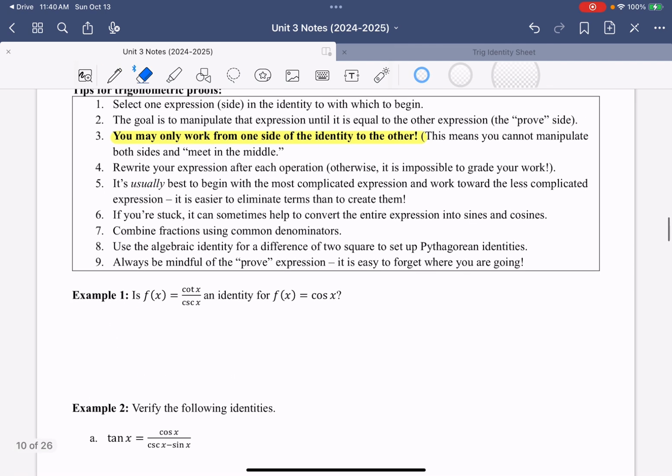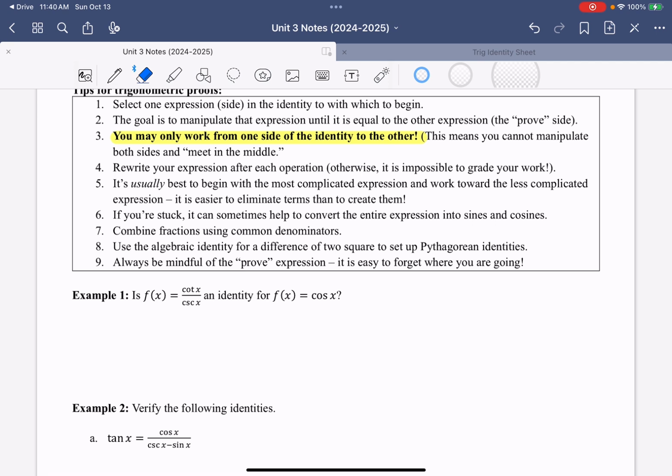Okay? Let's see. We're going to rewrite our expression after each operation. Otherwise, it's impossible to grade your work. So what that means is that we're going to make one small change at a time. Seems tedious, but that's going to help me out in the long run, so I know that you know what change you're making and why you're making it. If you make 4 changes at once, I'm not really going to know what happens.